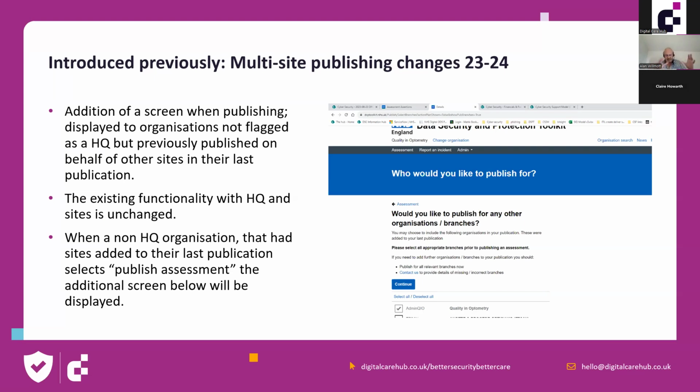So if you registered with your V code, but you subsequently added other sites to the DSPT assessment, it will show you this screen asking you who you would like to publish for, and it gives you the option to choose the organisations. The existing functionality with HQ and the sites is unchanged. But when a non-HQ organisation that had sites added to their last publication selects Publish Assessment, this screen will be displayed.